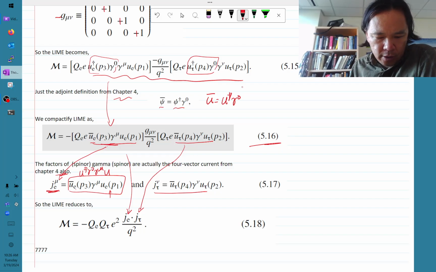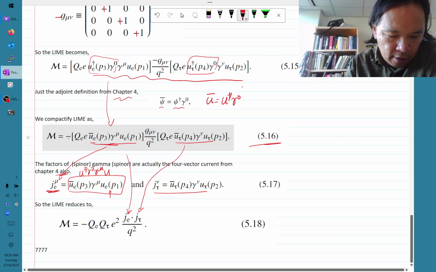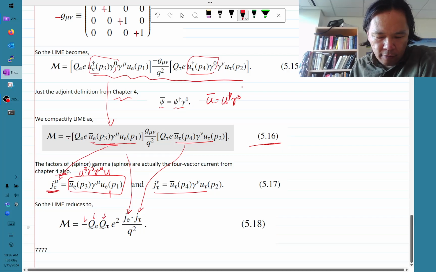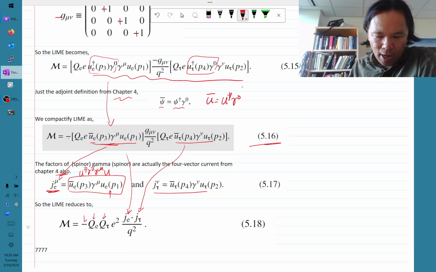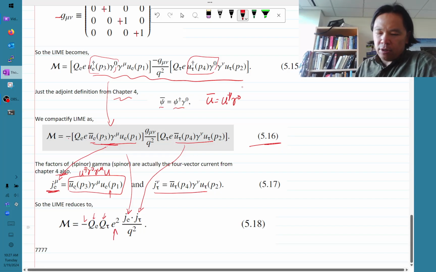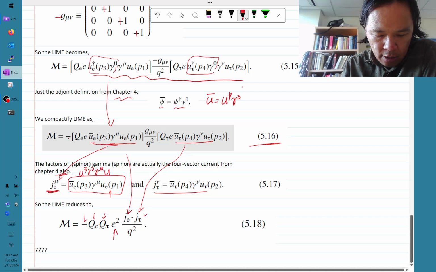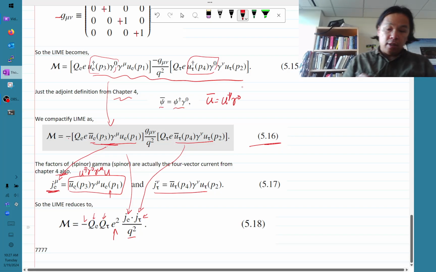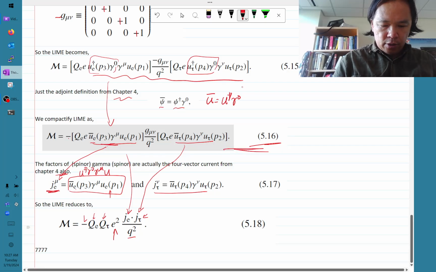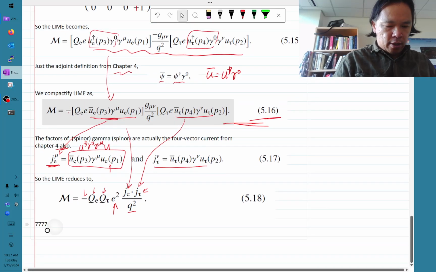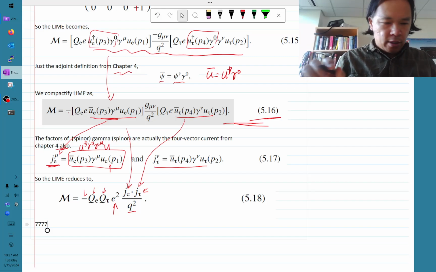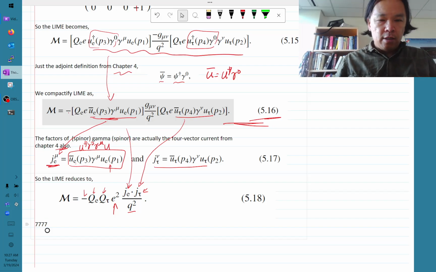So the Lorentz invariant matrix element turns out to be, well, there's a negative sign in front. Whether they are the same charge or different charge will determine the signs of Q_e times Q_tau, the capital Q's. You have the elementary charge squared, and then you have the current divided by q squared. This is a very short form and hides so much stuff. Typically, we actually want to stick with equation 5.16 in order to understand how to put in the values of the p's and u's and the spinors. And I'm not sure why I typed 777 on the bottom, but that's this section.